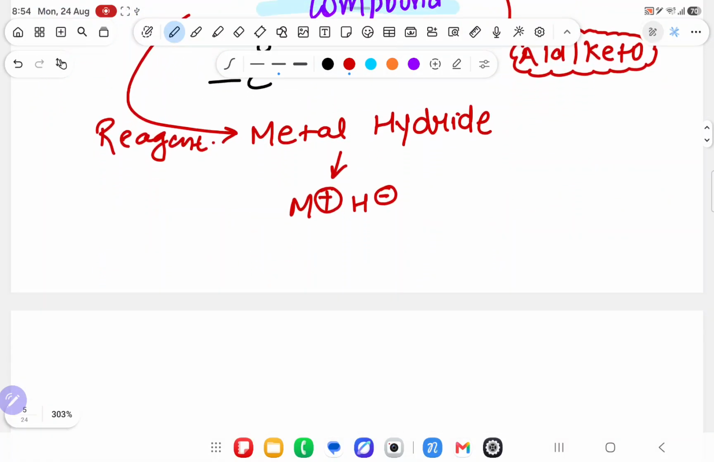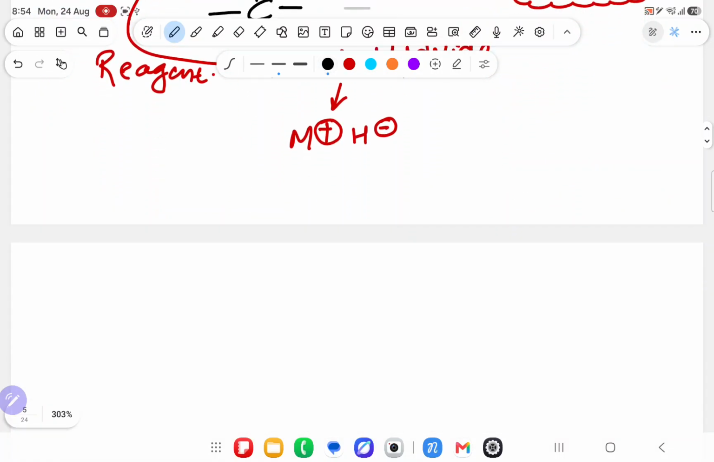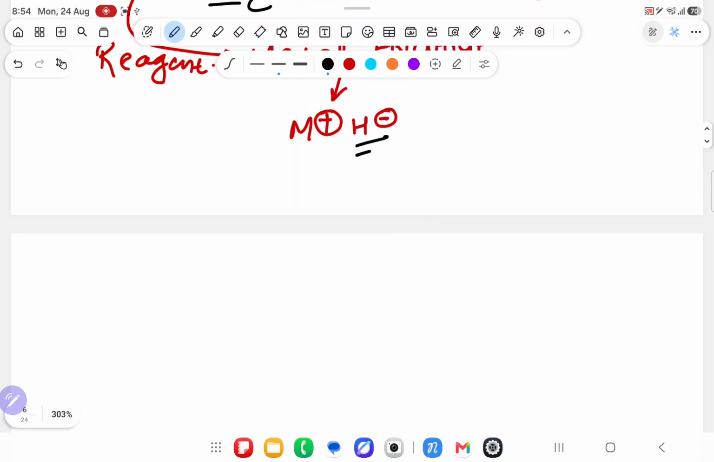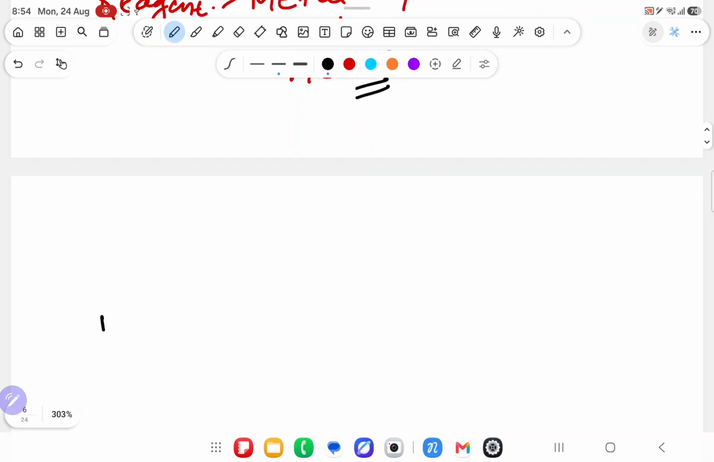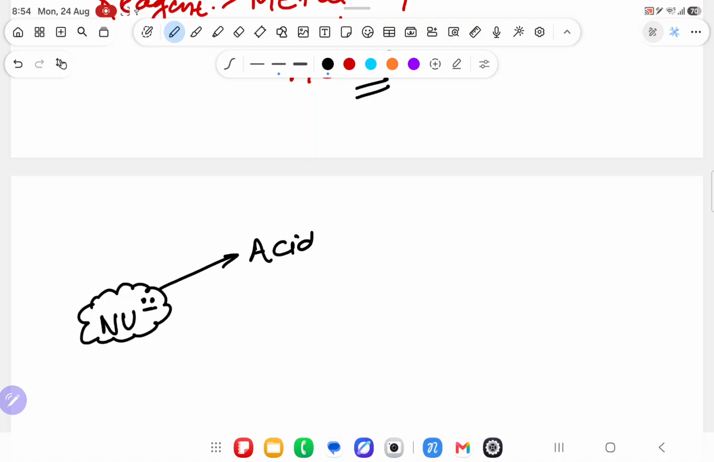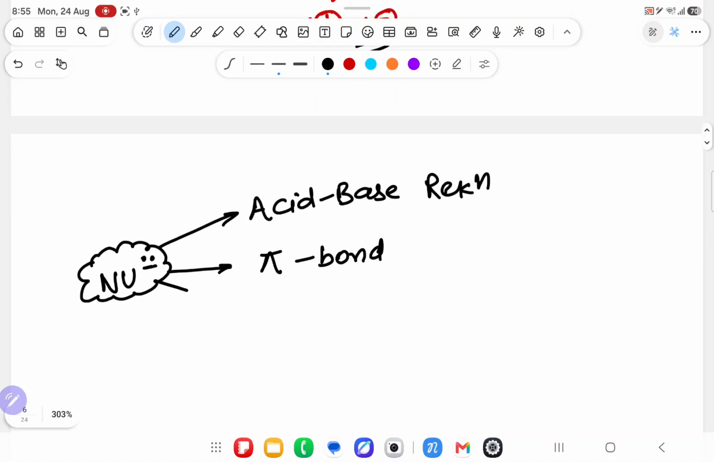Before starting this topic, you have to understand over here that we have H minus, and any minus is known as nucleophile. If we have any nucleophile, that nucleophile first wants to do acid-base reaction. After that, if acid-base reaction is not possible, then they will do pi bond reaction. If pi bond is also not possible, then they will do sigma bond reaction.